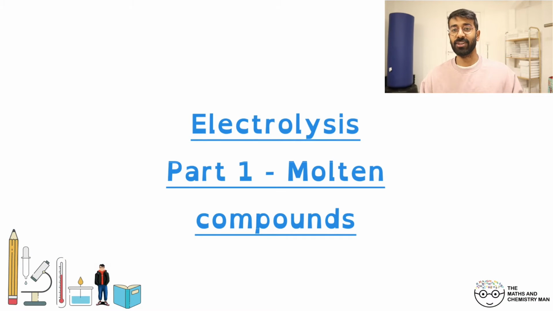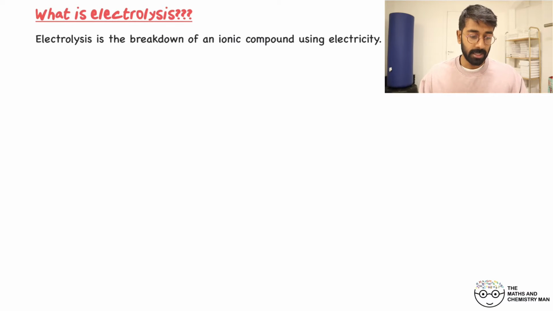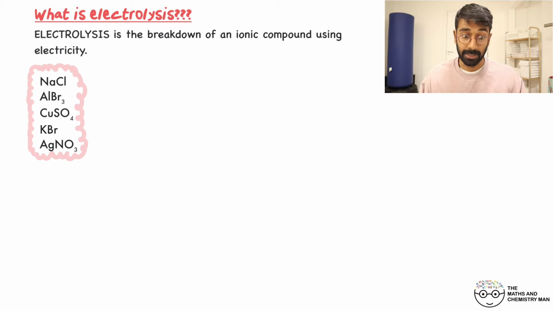Okay, we've got electrolysis, and we're on part one of electrolysis, which is all about molten compounds. So first thing is, what is electrolysis? Now, electrolysis is the breakdown of an ionic compound using electricity.